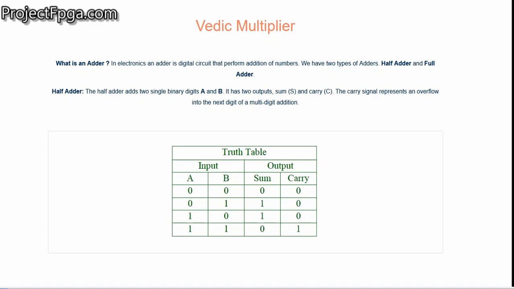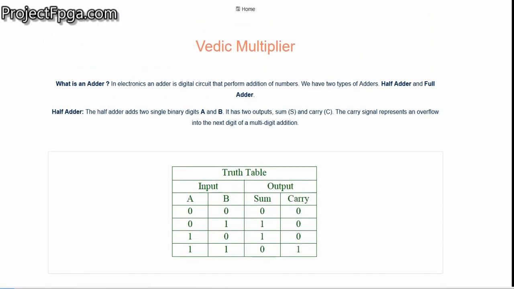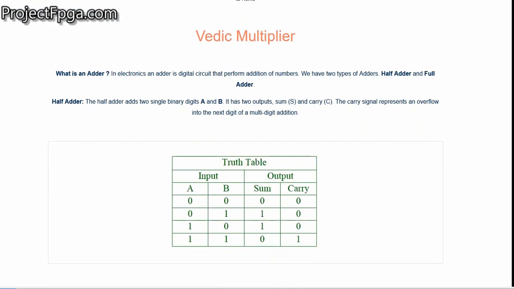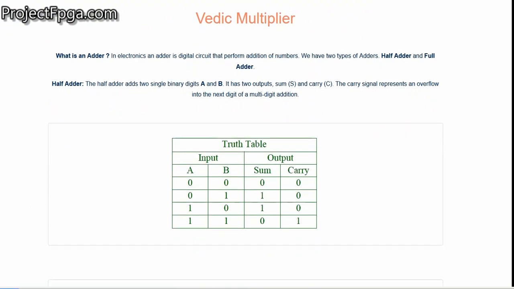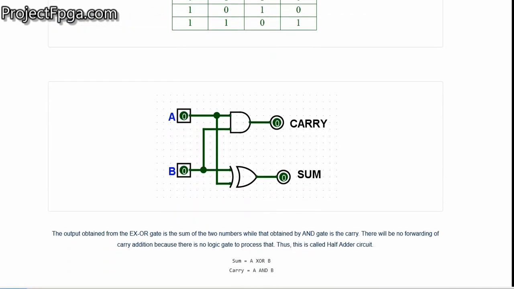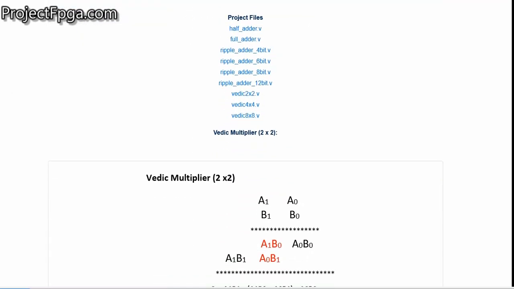So I actually started with the root, the ground of this tutorial. It starts with the adder, the half adder and the full adder. I think that's the basic calculating block in a digital system, the half adder and the full adder. But I'll just quickly go to the Vedic.